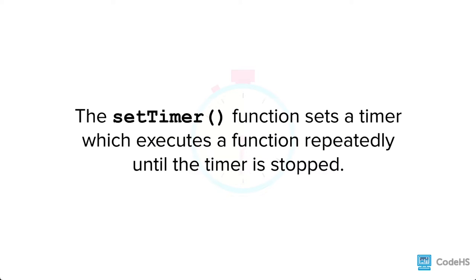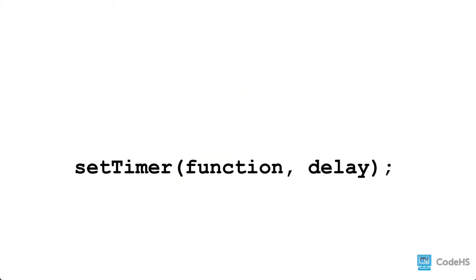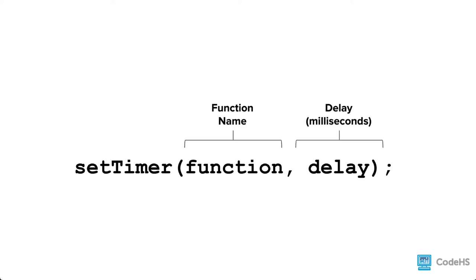In JavaScript, we can set timers using a built-in method or function called setTimer. The setTimer function sets a timer which executes a function repeatedly until the timer is stopped. The setTimer function has two parameters: the name of the function to be executed repeatedly until the timer is stopped, and the time in milliseconds that the timer should wait before a given function is called. We call these types of functions callback functions, meaning it's a function that's called after a certain amount of time.